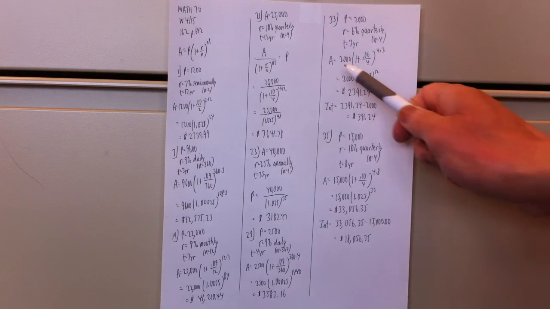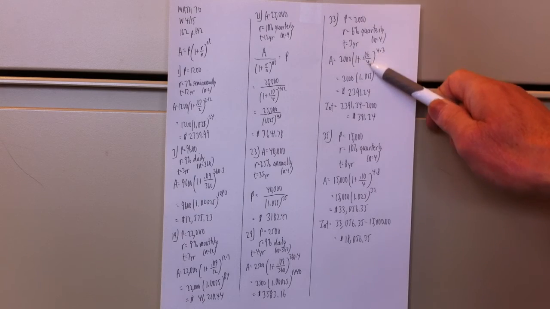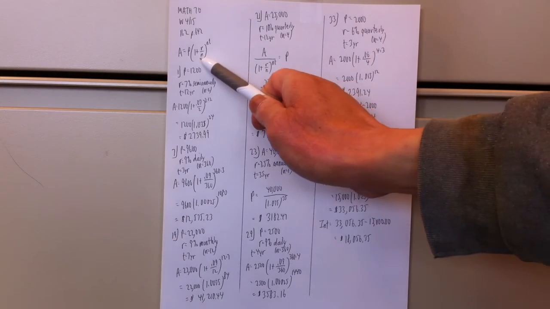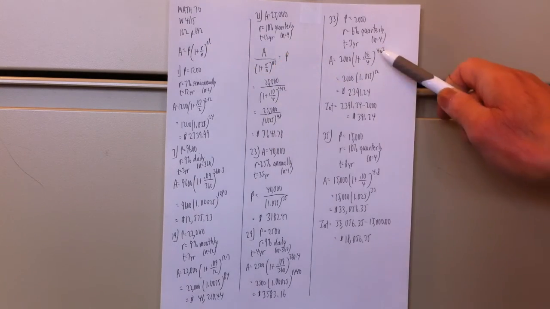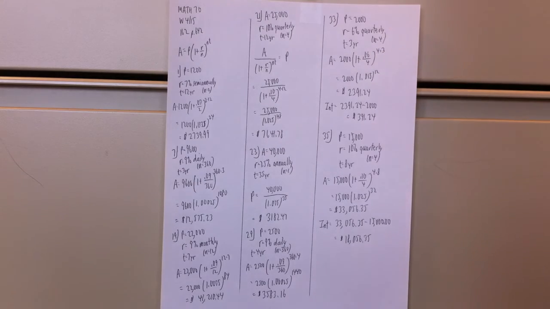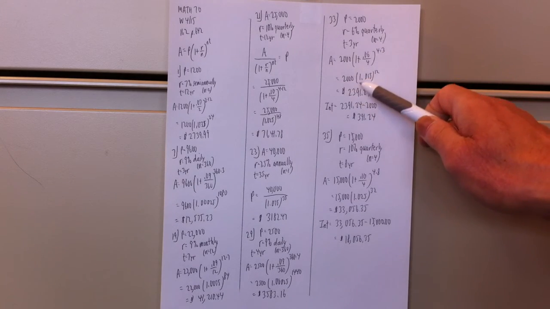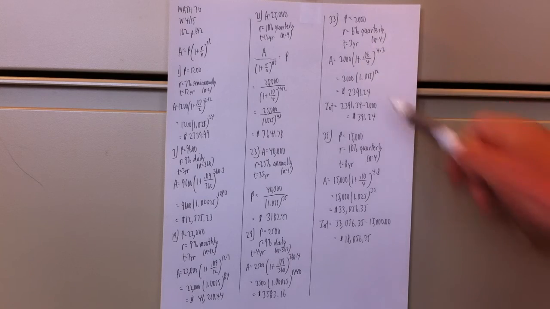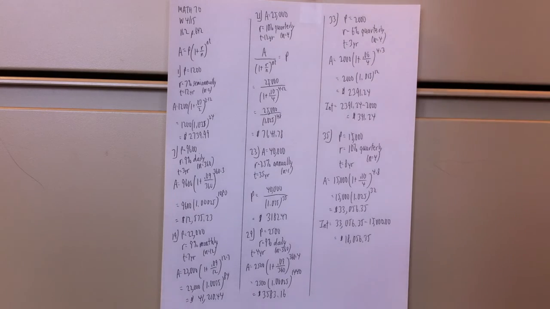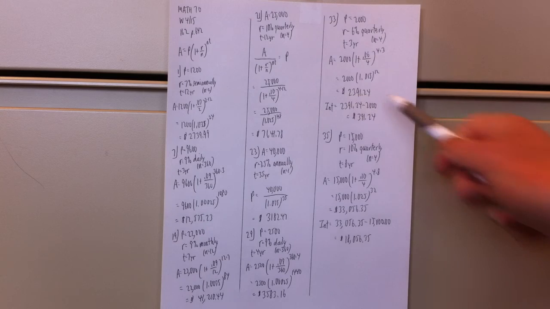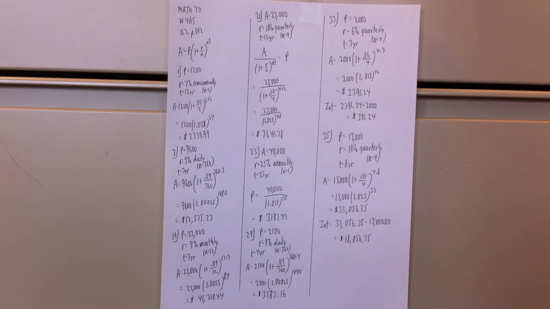So it starts off the same, 2,000 times (1 plus 0.06 divided by 4), back in the formula here, and then raised to the NT, that's 4 times 3. And this comes out to be 2,000 times the stuff in parentheses, 1.015 raised to the 12th. Punch it in the calculator, 2391.24. And now the question asks, what is the interest?